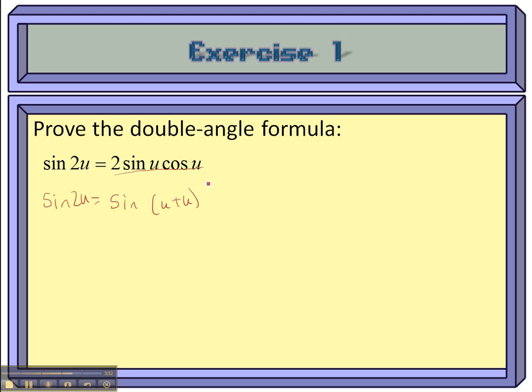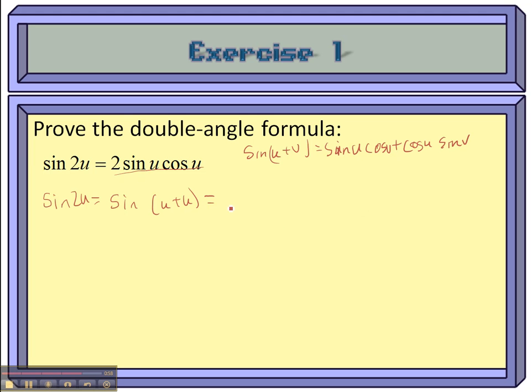Remember that the formula for the sum of angles for sine is sine of u plus v is equal to sine u cosine v, same sign plus, and now switch them: cosine u sine v. That's what we're going to do right here.